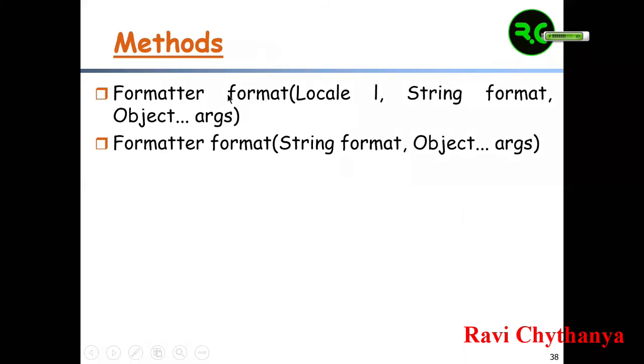For the methods, we need to discuss only two. The first one is format, and the second one is format also, which takes the Locale first, then the format and arguments: String format, Object arguments. We have already seen this formatter in the previous class, when we discussed the Calendar, I think. There we used this format method for some purpose.